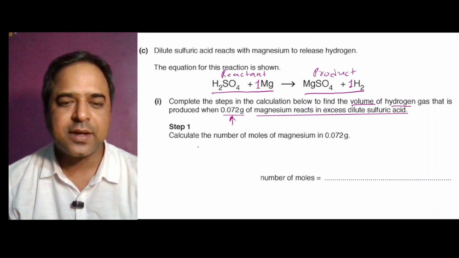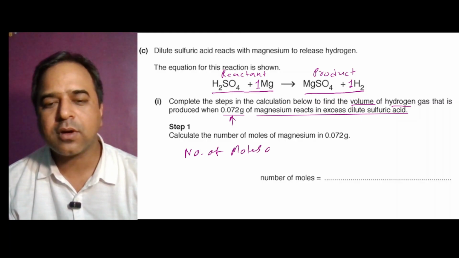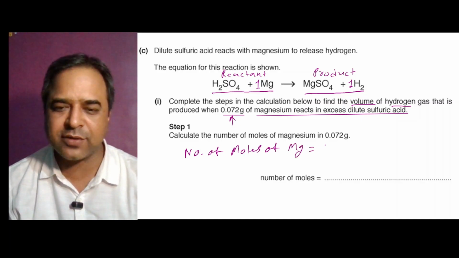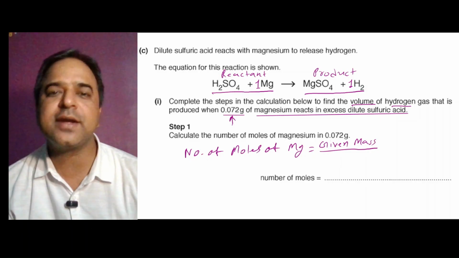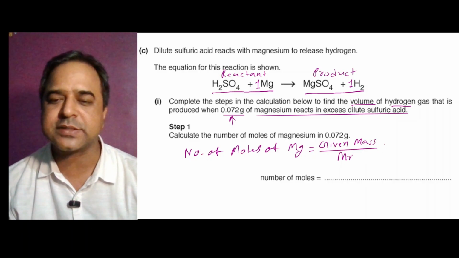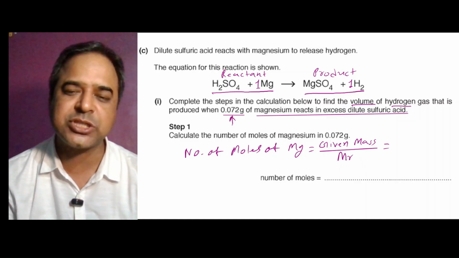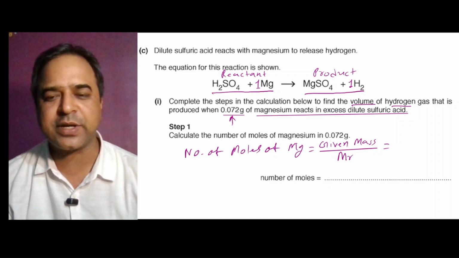So first, you know that number of moles of magnesium equals given mass divided by relative molecular mass. I'm writing the formula, given mass divided by relative molecular mass. In the periodic table you can check what is the mass of magnesium. Okay, you know that it is 24.